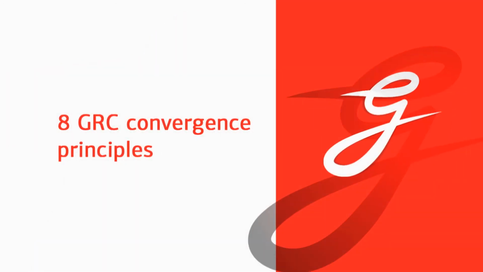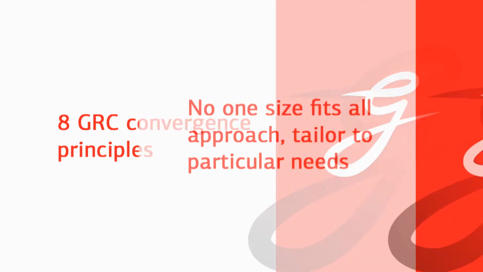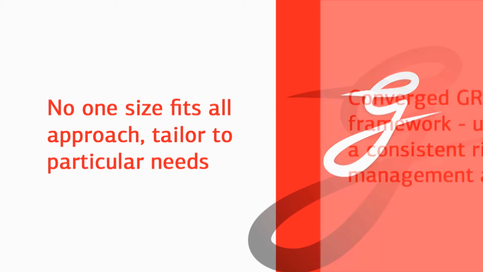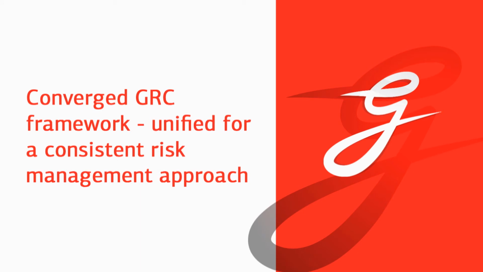There are also eight principles of GRC convergence, and these are: the first principle is to resist using a one-size-fits-all approach, because GRC needs to be tailored to the needs of the specific organization. The second principle states that a converged GRC framework should allow the organization to assess once and satisfy many. Having a unified framework allows an organization to take a consistent, harmonized approach to risk management.